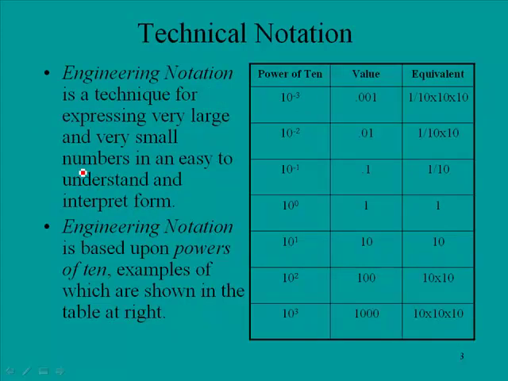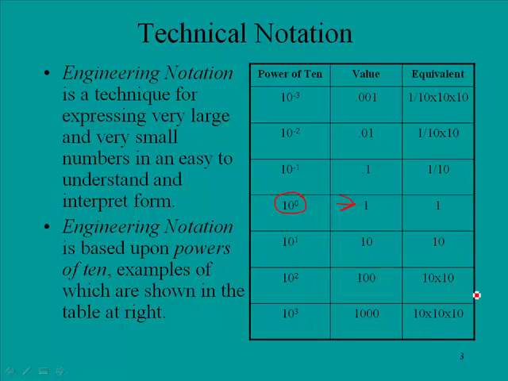Engineering notation is a technique for expressing very large and very small numbers in an easy to understand and interpret form. Engineering notation is based upon powers of 10, and examples of which are shown to the right. Remember, 10 to the 0 is always going to be equal to 1. And then we have powers of 10: 10 to the 1 is 10, 10 squared is 100, 10 cubed is 1,000. That's equivalent to 10 times 10 times 10.